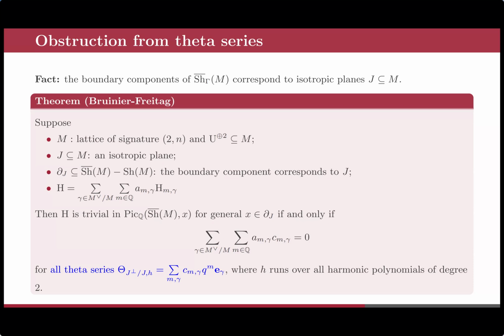The result of Bruinier and Freitag actually has more generality, and here I restrict to a very special case, and it can be written in this form. One can see that the relation holds for all theta series, where J perp over J can vary in the genus of its lattice, and H varies over all the harmonic polynomials of degree 2.